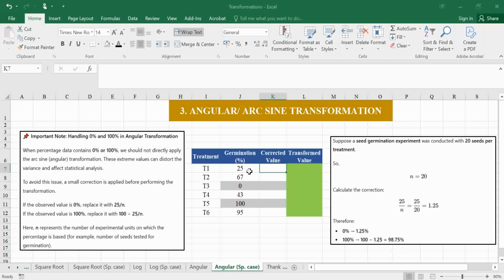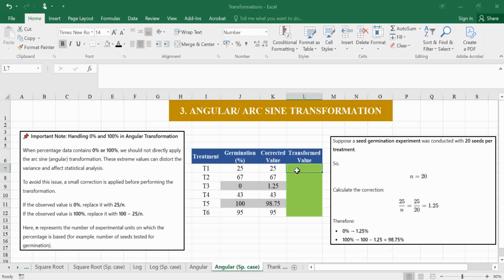Here, 25, so the corrected value remains same, again 67, but when it is 0 we have to replace it with 25 by n, that is 1.25, 43 as it is, 100, so it will be 100 minus 25 by n, that is 100 minus 1.25, that is 98.75, and 95 as it is. So these are our corrected values.